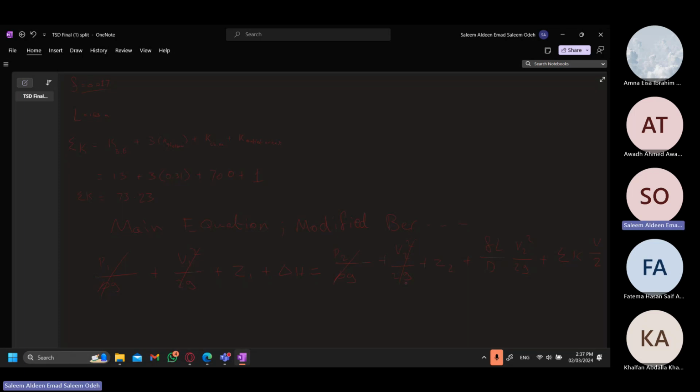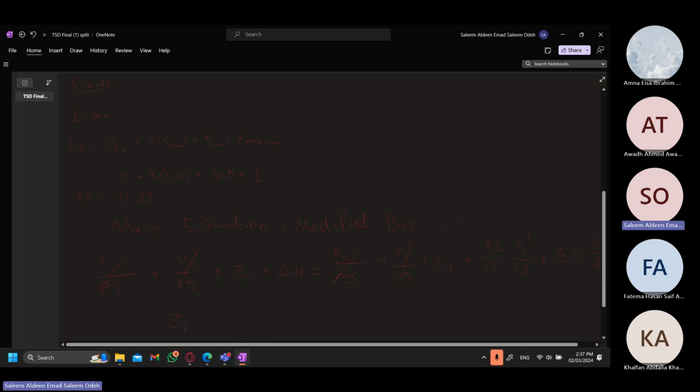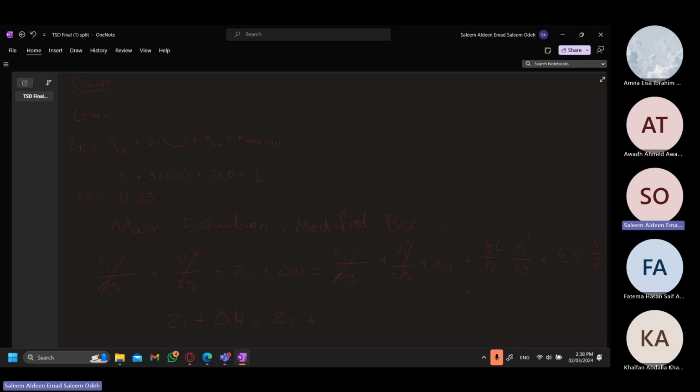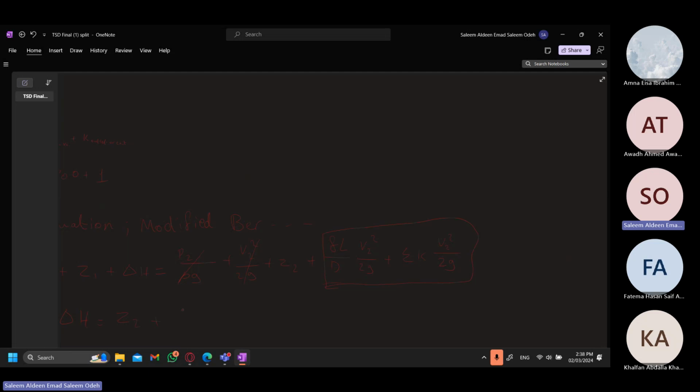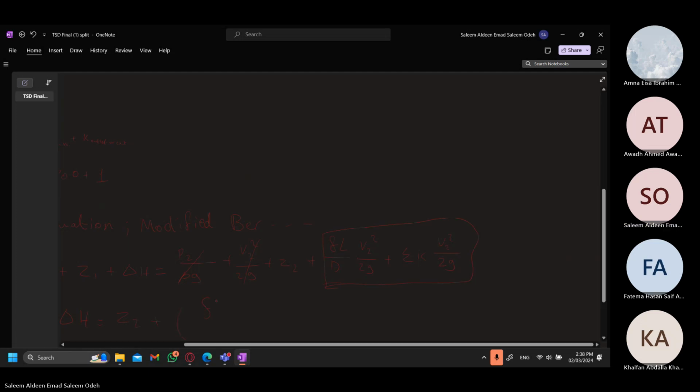And so what we'll end up with is Z1. Now we will take these last two terms and make them a common equation and write it as follows. So this is the equation that we're going to work with.